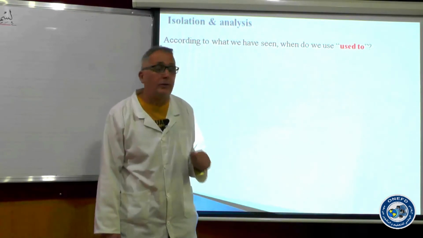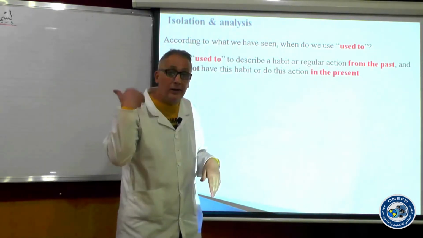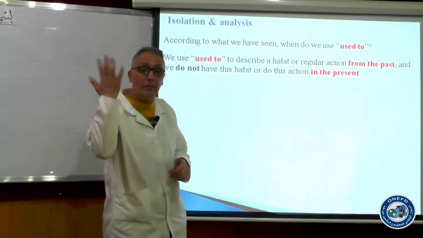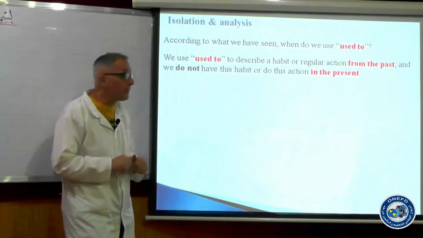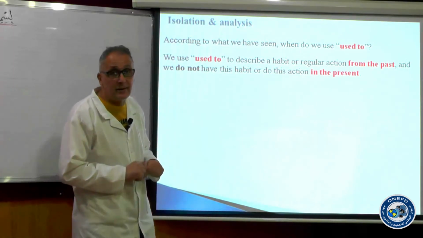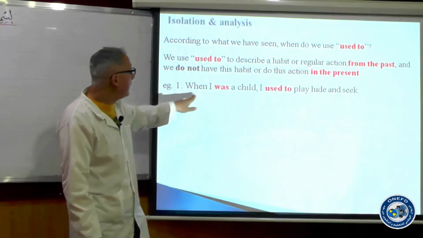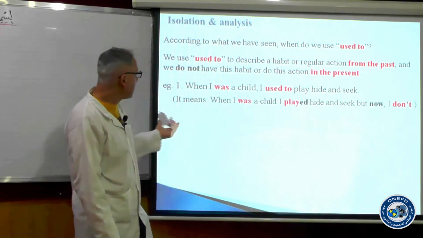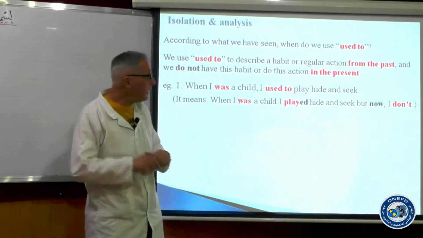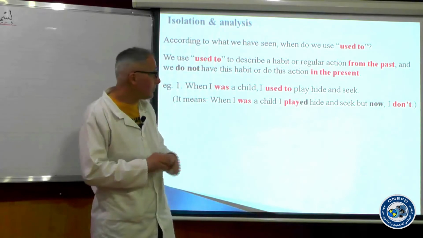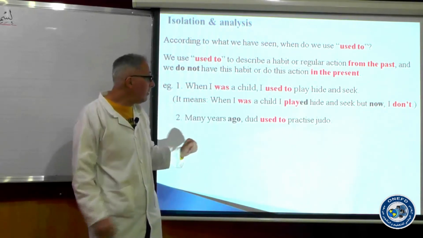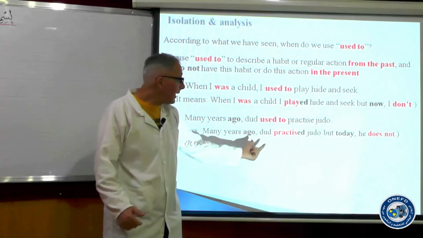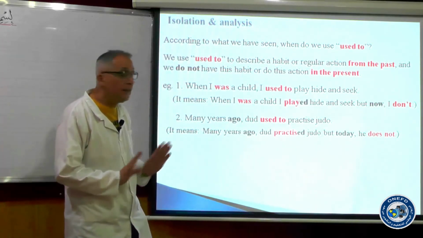Right? According to what we have seen, when do we use used to? So, we use used to in the past. So, we use used to describe a habit, عادة, or regular action from the past. And we do not have this habit or do this action in the present. We don't do it. Alright? So, example, when I was a child, عندما كنت صغيرا, I used to play hide and seek. What does it mean? It means when I was a child, I played hide and seek, but now I don't. Number 2, many years ago, Dad used to practice judo. Here it means many years ago, Dad or my father practiced judo, but today he does not.